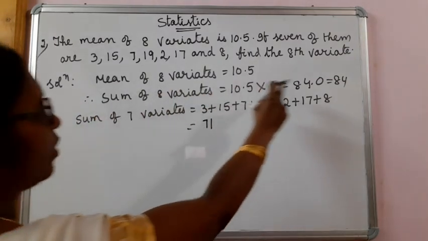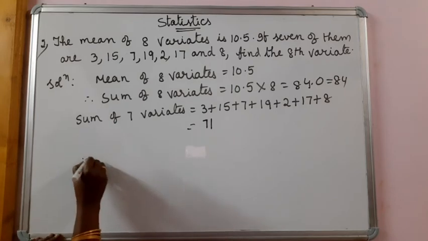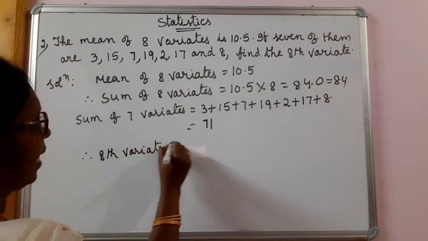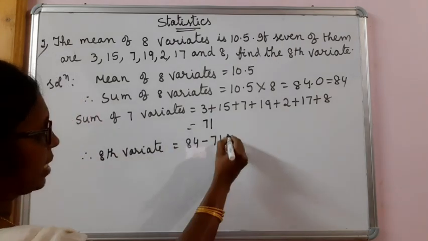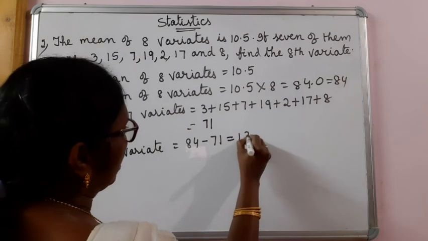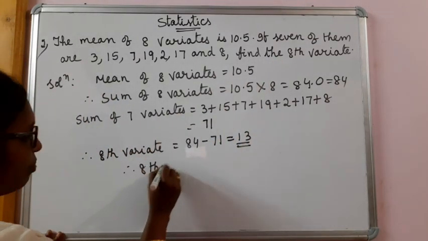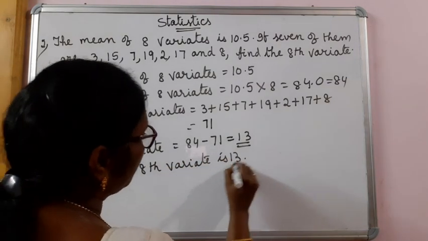So the sum of 8 variates we got is 84 and the sum of 7 variates we got is 71. Therefore, the 8th variate is the sum of 8 variates, that is 84, minus the sum of 7 variates, that is 71, that gives you 13. Find the 8th variate. Therefore, the 8th variate is 13.